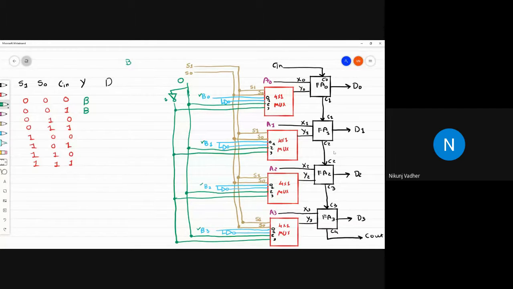In the next case, let's say the value of the selection input is 0 1. 0 1 means second input. What is the second input? Second input is B0 dash, B1 dash, B2 complement, and B3 complement. So in short, we can say there will be B complement. So here there will be B complement in the next case, because the selection input is 0 1.